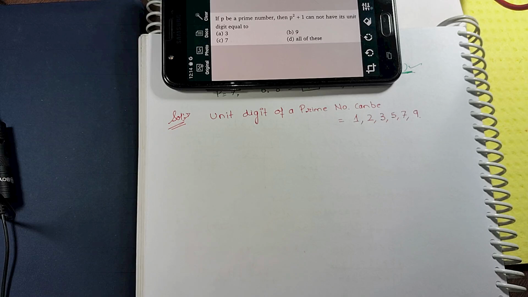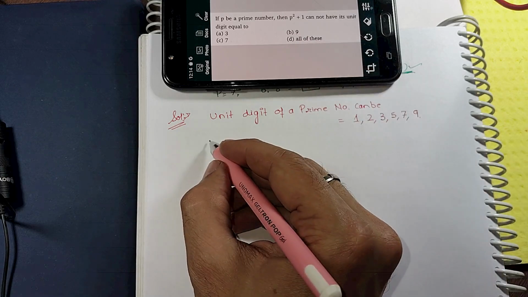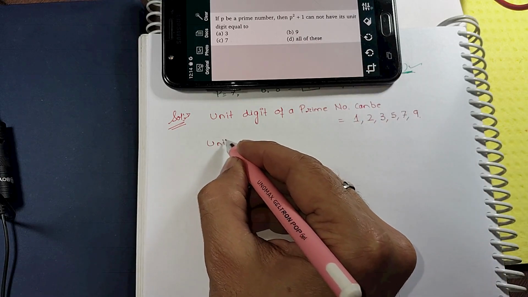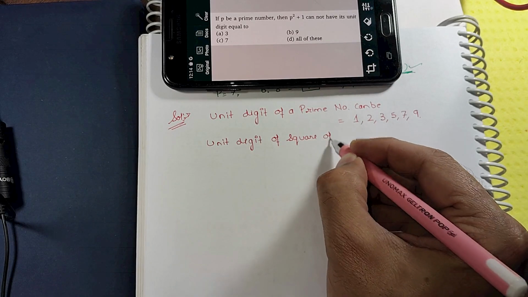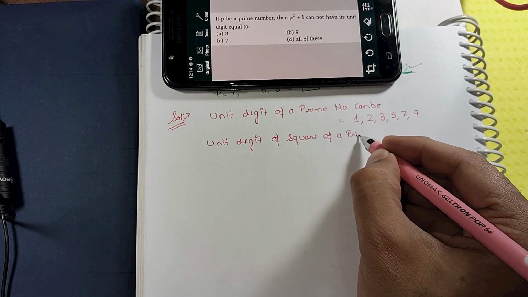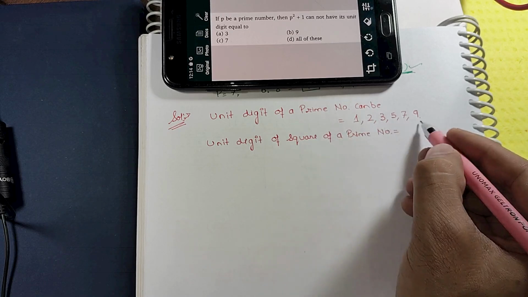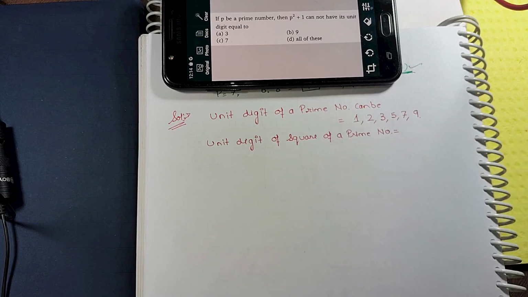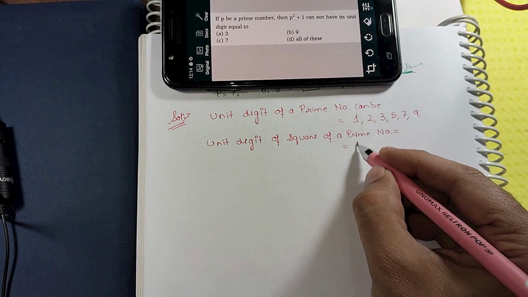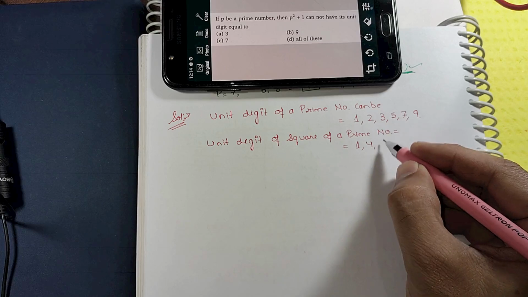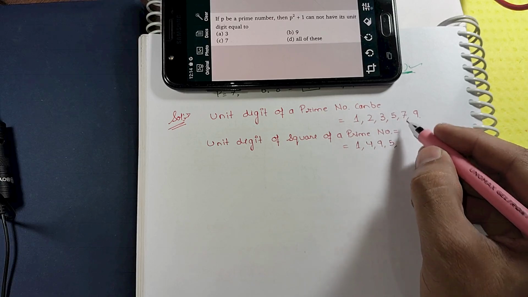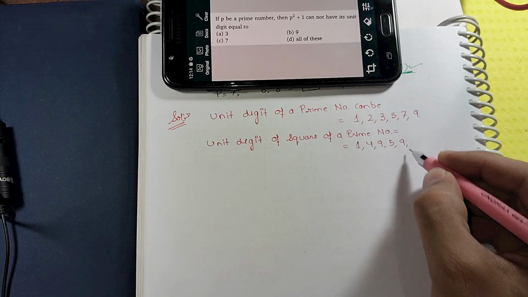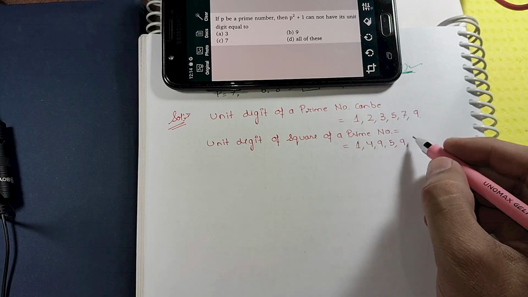Now since we need to find P square plus 1, first of all we'll find the unit digit of the square of a prime number. So what we'll do for that? We'll start squaring these. So 1 square will give me unit digit 1, 2 square will give me 4, 3 square will give me 9, 5 square will give me 5, 7 square will give me 9 and 9 square will give me 1.